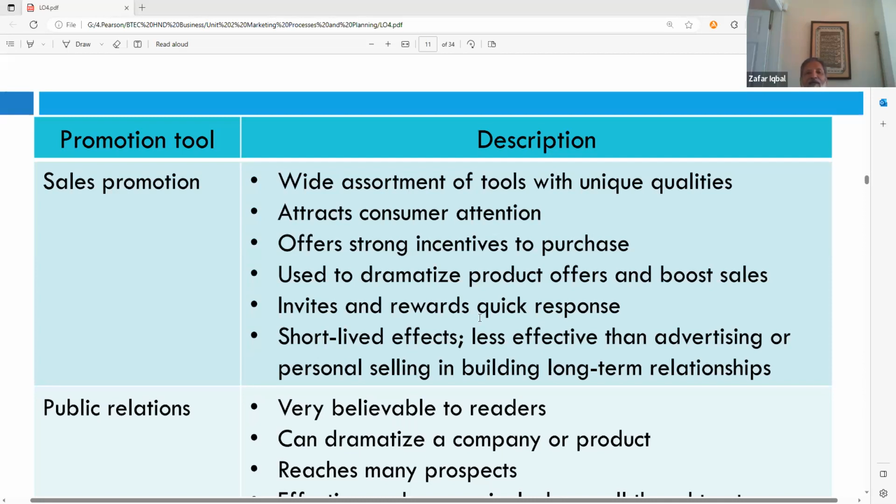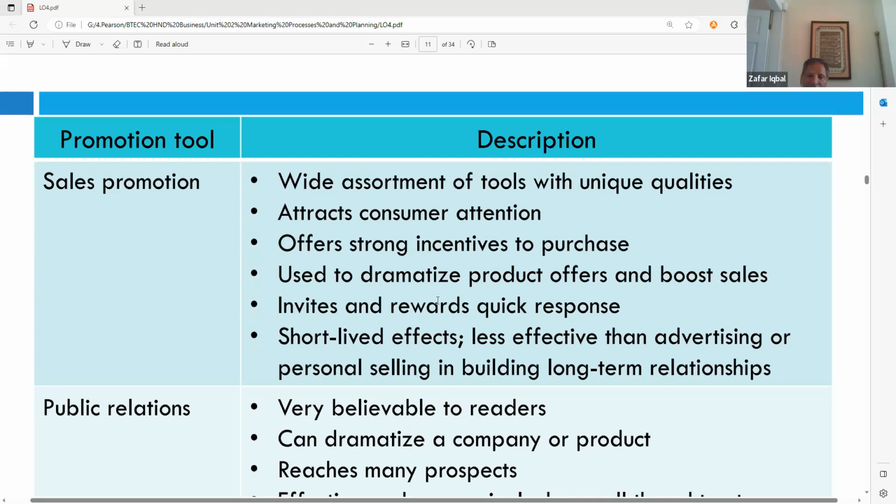In other words, it doesn't stay long, it doesn't have a longer term effect, and it's similar to personal selling, but less effective than advertising or personal selling, however, but it builds up in a longer term relationship. Okay, sales terms. So you have promotion, but it's short lived. Okay, sales promotion doesn't go on forever.